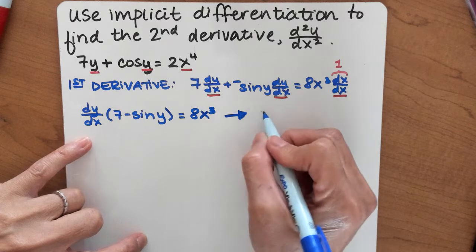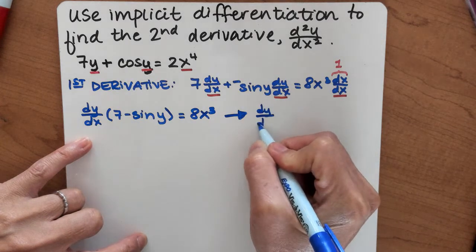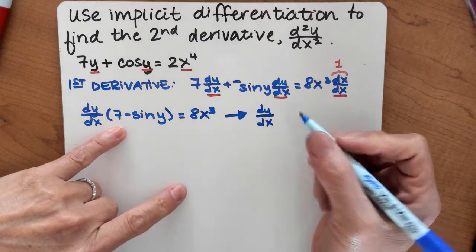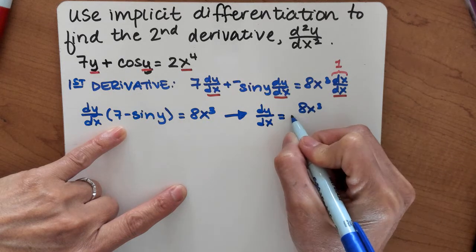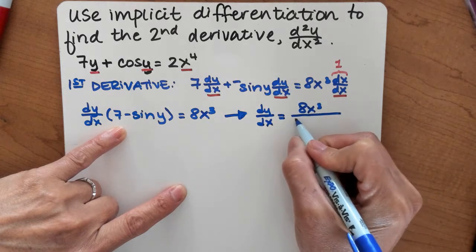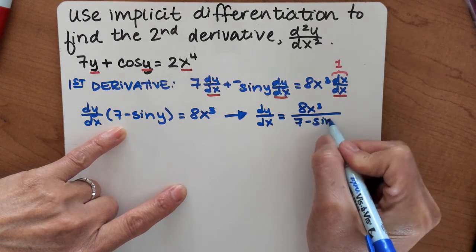Lastly, I'm going to isolate dy/dx by dividing both sides by 7 minus sine y. And so I get that my first derivative is 8x cubed over 7 minus sine y.